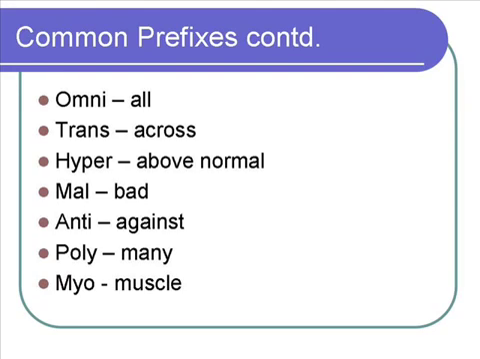Right, this slide contains more prefixes. First one is omni, meaning all, such as the word omnipotent, meaning all-powerful. Next one is trans, across. So if you transport something, right, you carry it across. Or transportation, right? It's the act of moving across something. Hyper, of course, the first word most people think of is hyperactive, right, meaning above normal in activity.